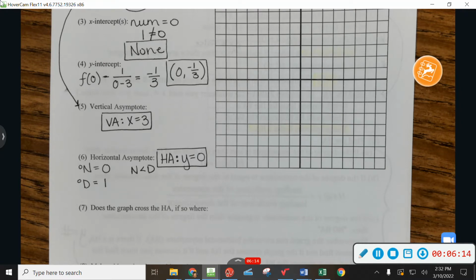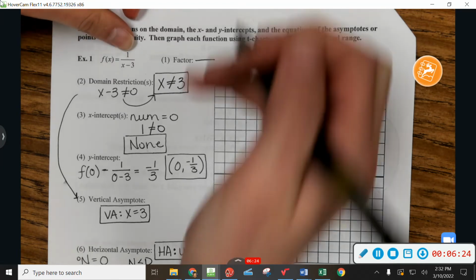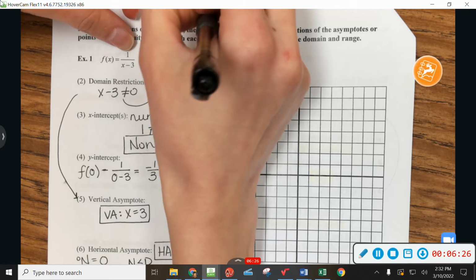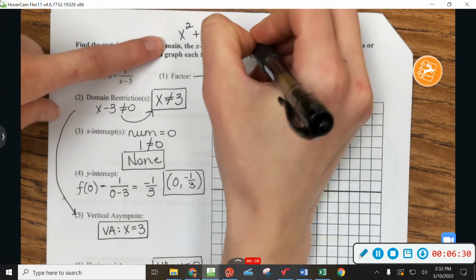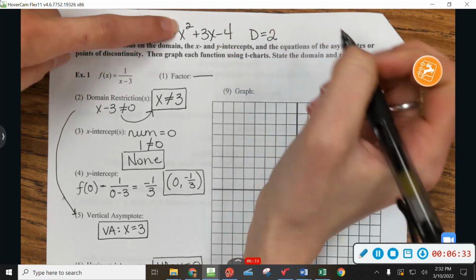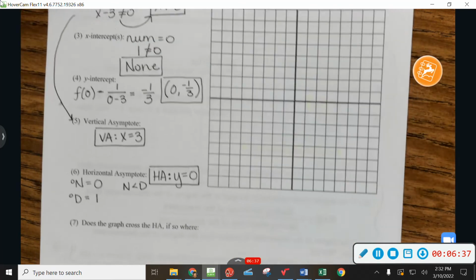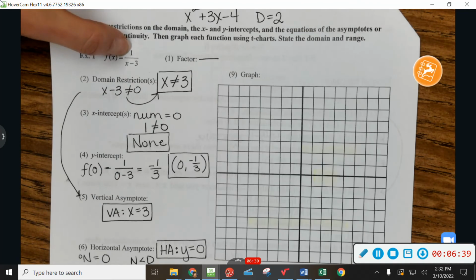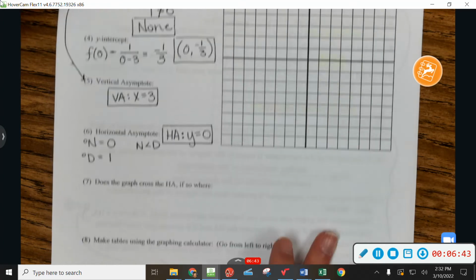I have no idea about the degrees. You're looking at the highest degree of your numerator, so if it's a constant, the degree of your numerator is 0. So if I had x squared plus 3x minus 4, that degree would be 2. That's your highest exponent. Now that makes sense? Yeah. Okay, so I had no variable, so my degree is 0. Here it's just an x, so that degree is 1, because that's your exponent. Okay?